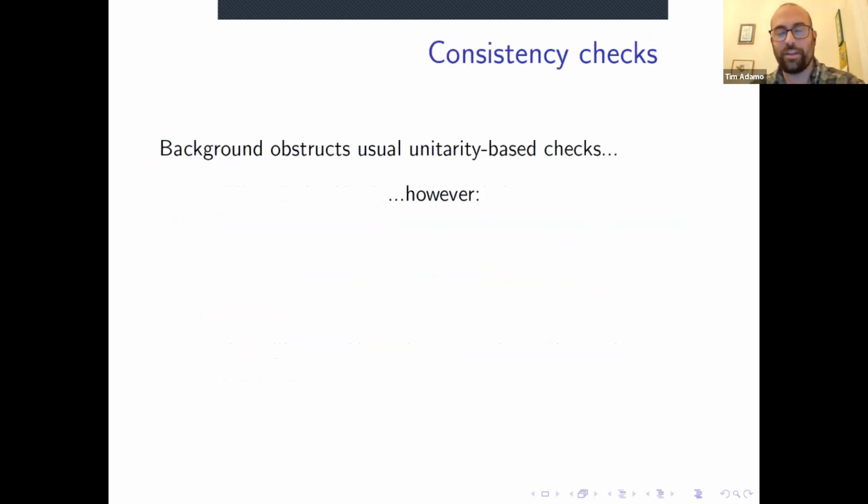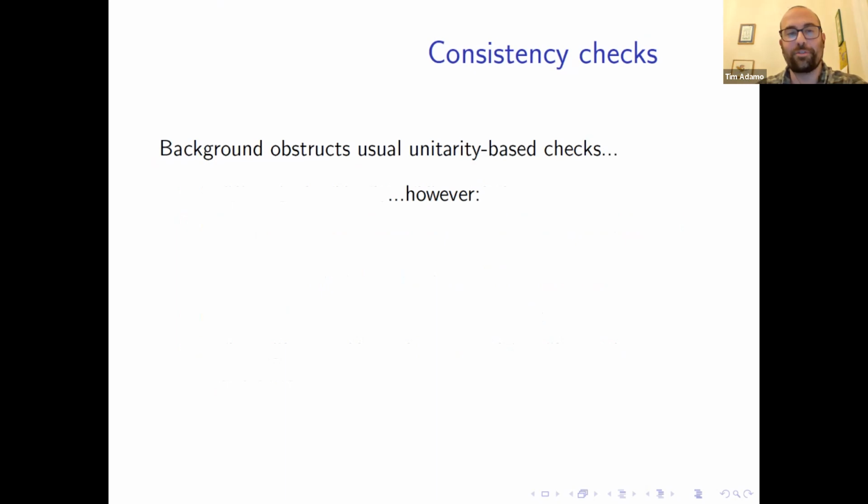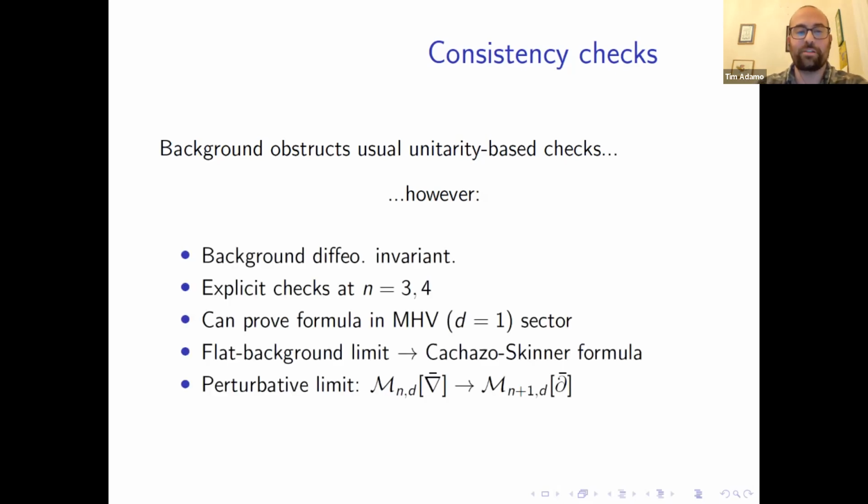So you might say, okay, that's a kind of crazy looking formula. How do you know that it's right? And the point is that the usual toolkit that we have to prove whether formulas are right or not doesn't work in a background, because usual unitarity-based checks are obstructed by the background field profile. However, our formula passes many basic consistency checks.